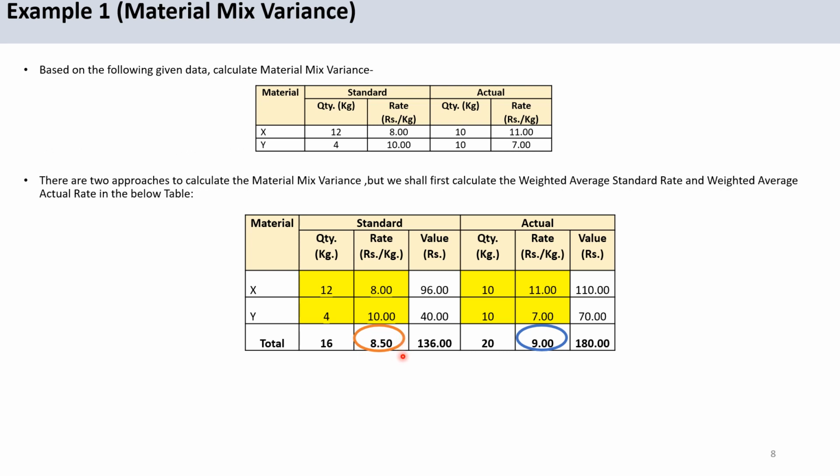Now the same information for actual: X value, 10 kg of consumption at 11 rupees unit rate, so 110 rupees cost for X, and for material Y, 10 kg at 7 rupees unit rate, so it becomes 70 rupees total value. So 180 rupees is the total actual cost for 20 kg of material, which gives a weighted average rate of 9 rupees per kg.